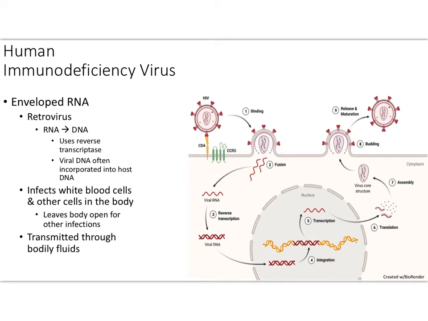Now, in terms of transmission for this virus, it is primarily transmitted through blood and blood products, but there are some other bodily fluids that can be associated. Things like semen and vaginal secretions can carry enough HIV to transmit that from person to person. And the virus can be transmitted from mother to fetus during the process of gestation, or from mother to infant during the process of breastfeeding.